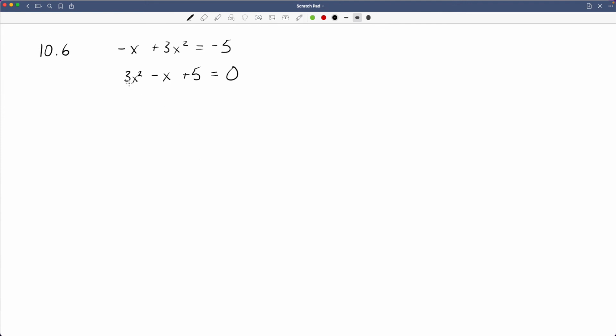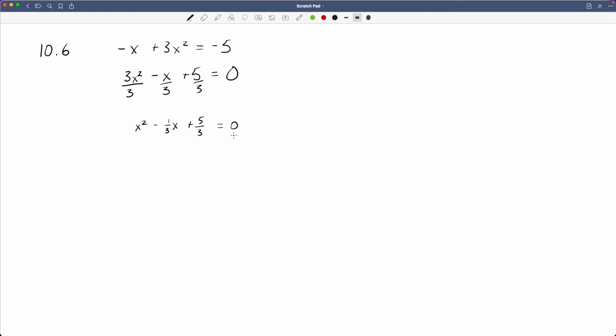Well, we know that we cannot have a lead coefficient when we want to factor. We have to get rid of lead coefficients. So everything gets to be divided by 3. That goes away first. So that gives us x squared minus 1/3 x plus 5/3, and that equals 0. So now we put this back over here.